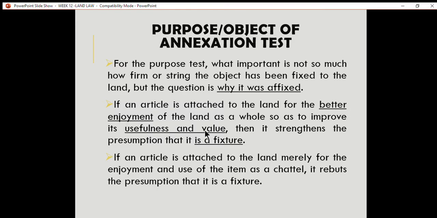Then we need to apply the first test. To what extent, if we remove the kitchen cabinet, would it cause excessive damage to the house? If the answer is yes, then the kitchen cabinet is considered a fixture. If an article is attached to the land merely for the enjoyment and use of the item as a chattel, it rebuts the presumption that it is a fixture. For example, an aircon. When you attach an aircon in your bedroom, is it considered a fixture? It will not cause excessive damage once you remove it from the wall. So the aircon may be regarded as a chattel.